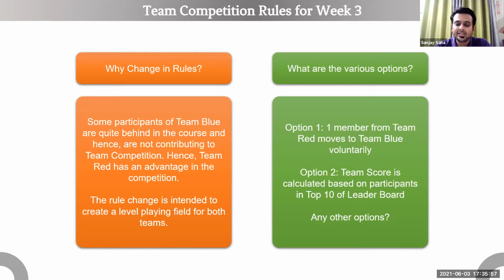Option 2 is we only calculate the team score based on the top 10 people on the leaderboard. So whoever is in the top 10 of the individual leaderboard, then we will decide out of those 10 people who represent Team Red and Team Blue, and then we'll combine their scores, and whoever wins from that, we will categorize that team as the winner. These are two options we present.